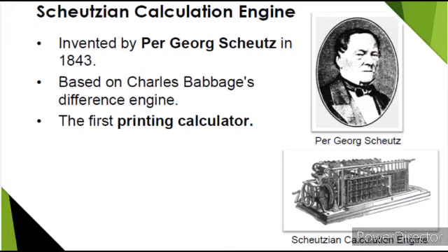Scheutz calculation engine. It was invented by Per Georg Scheutz in the year 1843. It was based on Charles Babbage's difference engine. It was also called the first printing calculator.